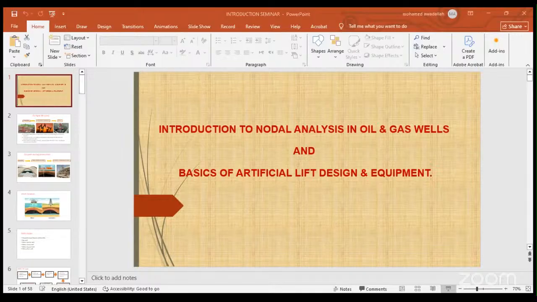But before starting our nodal analysis interpretation or summary, we will give some information and a refresher about the oil field life cycle. As we all know, we have three main stages for any oil or gas field. The first stage is the exploration stage, or the first phase of exploration.